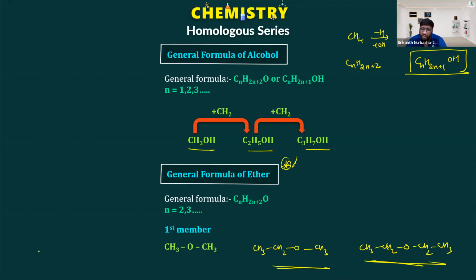Ethers again can be classified into symmetrical ethers and unsymmetrical ethers. Symmetrical ether means both sides you have same alkyl groups. Unsymmetrical means both sides you have different. One side you have methyl, other side you have ethyl means that is unsymmetrical. Both sides methyl or both sides same groups means that is symmetrical.